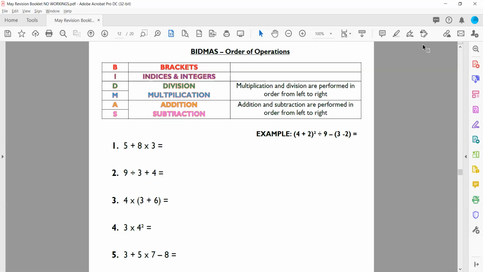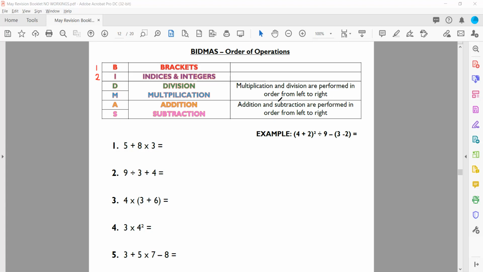Okay, so BIDMAS is the rule that covers the order of operations in a sum where you have mixed signs and symbols. So it's important to remember the priority. Your first thing you do is deal with anything that's in brackets. The second thing you do is deal with any indices. So these are the little 2 for squared or the little 3 for cubed, or square roots as well.